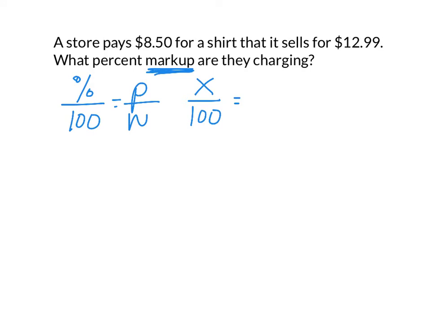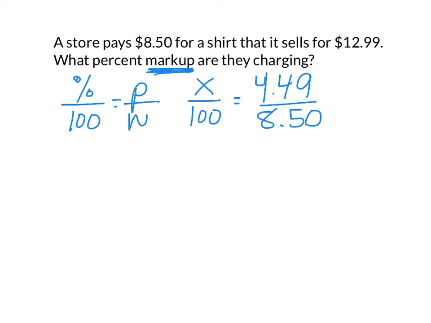Well, this is just going to take some simple calculator work. $12.99 minus $8.50, and that equals $4.49, and that's the part. Now the whole, don't get tricked into $12.99. The whole is $8.50 because that's what they paid. So it's really what part did they pay? Are they marking it up?